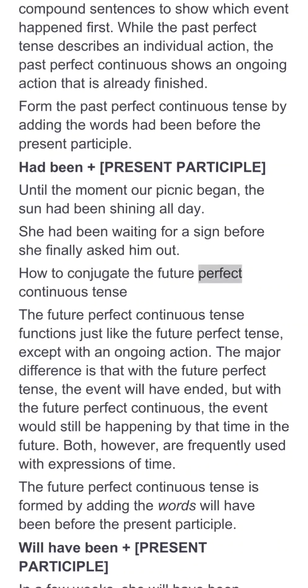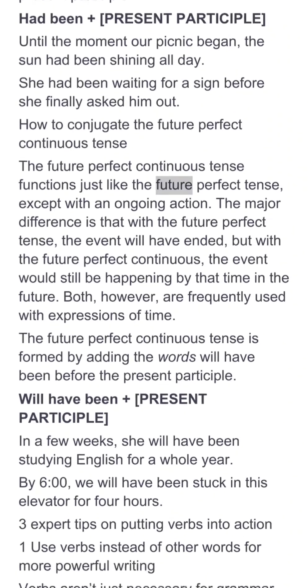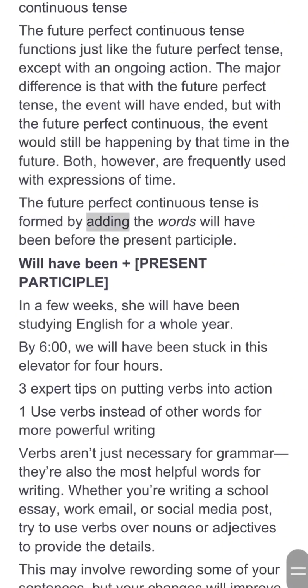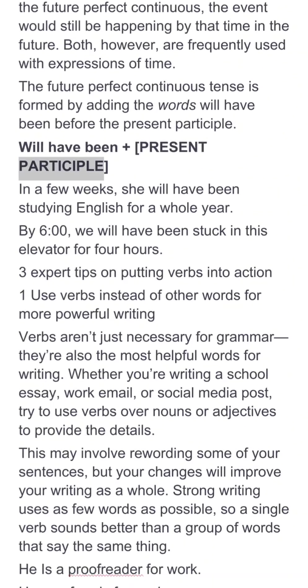How to conjugate the future perfect continuous tense? The future perfect continuous tense functions just like the future perfect tense, except with an ongoing action. The major difference is that with the future perfect tense, the event will have ended, but with the future perfect continuous, the event would still be happening by that time in the future. Both, however, are frequently used with expressions of time. The future perfect continuous tense is formed by adding the words will have been before the present participle. Will have been plus present participle. In a few weeks, she will have been studying English for a whole year. By 6 o'clock, we will have been stuck in this elevator for 4 hours.